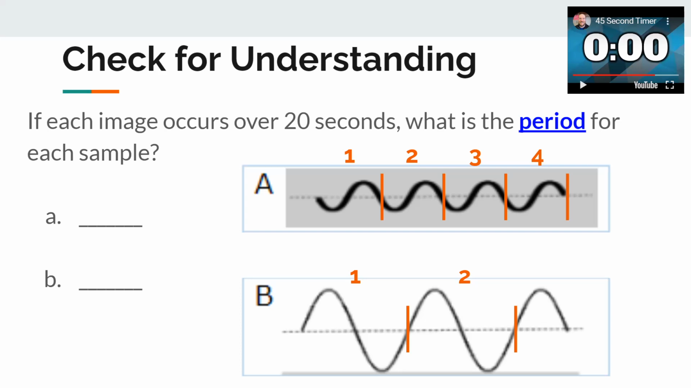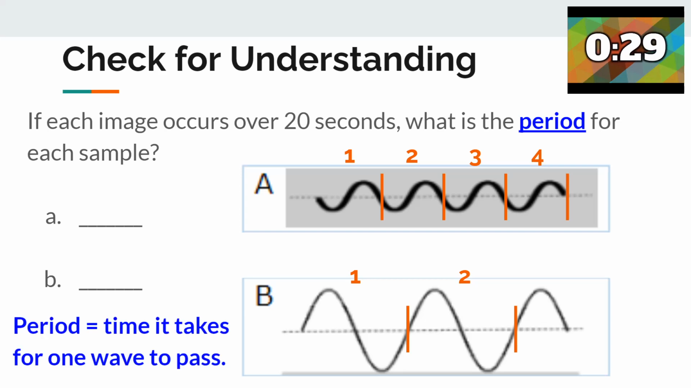Taylor, what did you ladies say for the first one? What's your period? 5. Perfect. 5 seconds. Again, period is the time for each wave. So if you have 4 waves that take 20 seconds, the time for each one, 20 divided by 4, is 5 seconds. What about wave B?